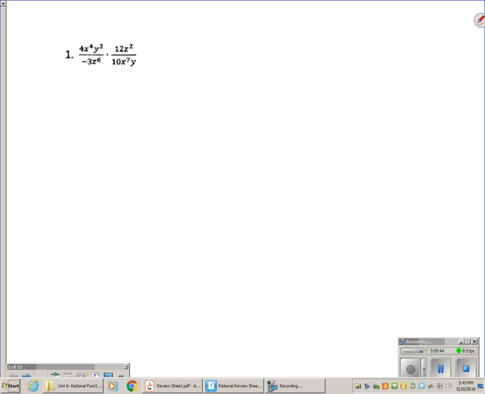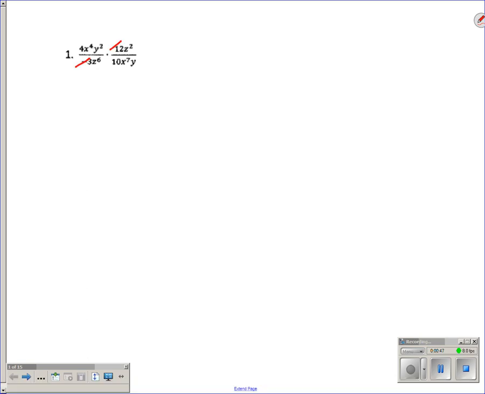I see -3 and 12 can go to about -1 and 4. Okay, and 4 over 10 can reduce to 2 and 5. So those are how the numbers reduce down. I see that we have 4 x's on top and 7 x's on the bottom, so that's going to go to x cubed. Okay, and the y on bottom and the y squared on top goes to y. I got 2 z's on top and 6 z's on bottom, so that goes to z to the 4th. And it's getting a little jumbled, so let's go ahead and multiply everything out and see what we got.